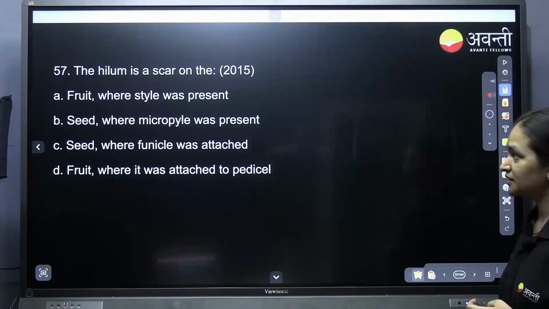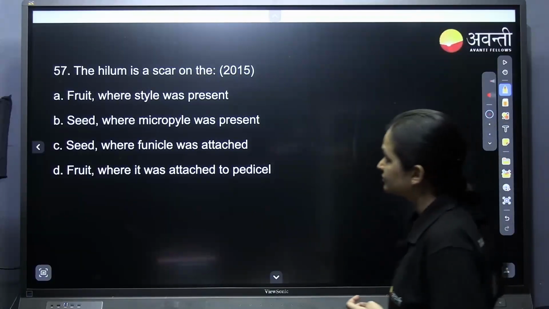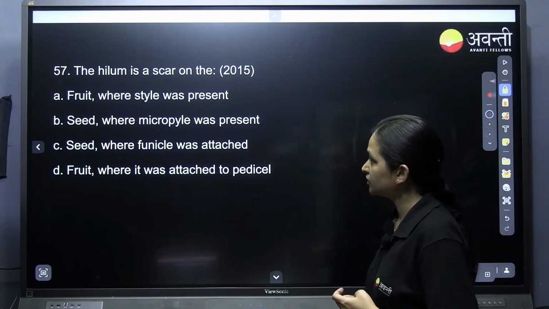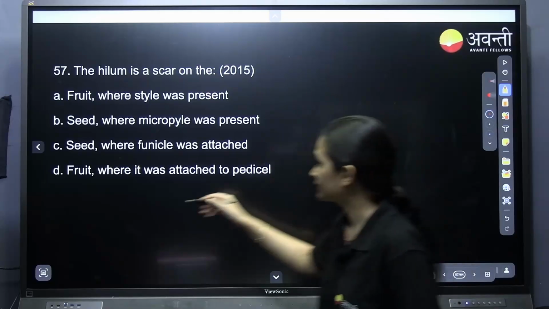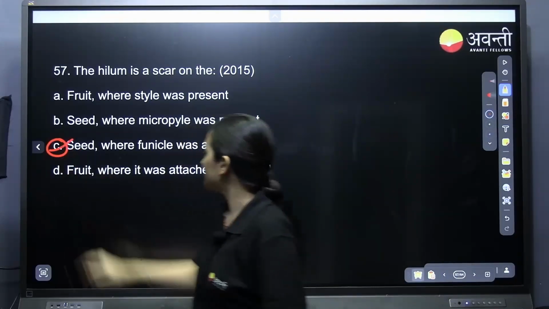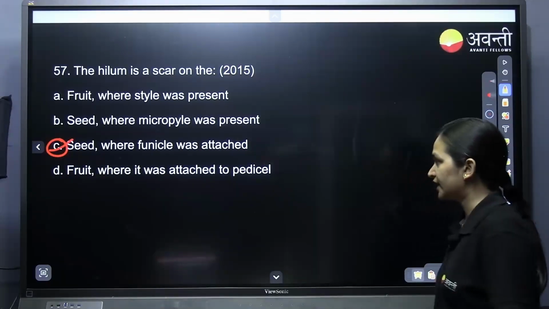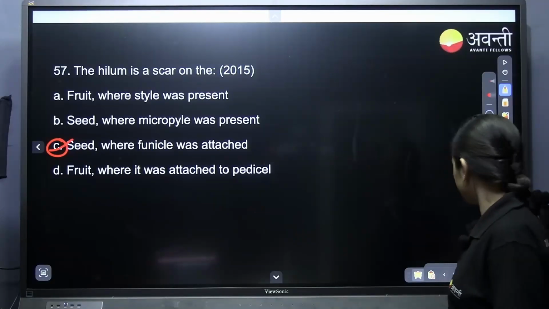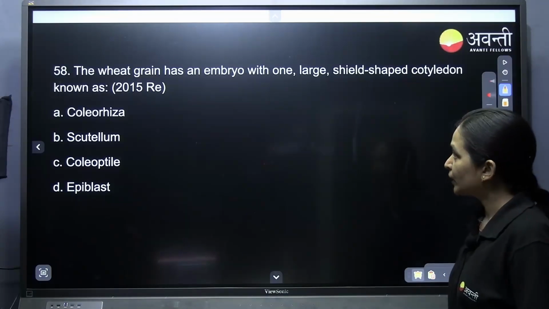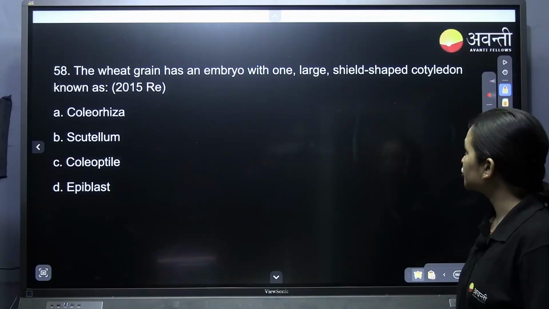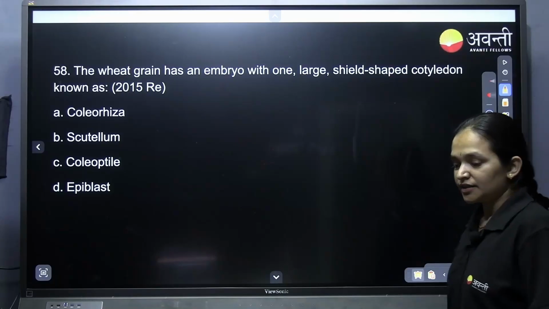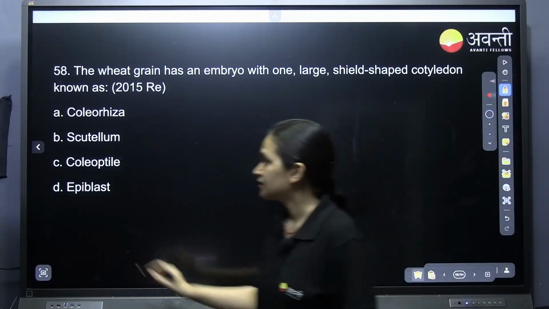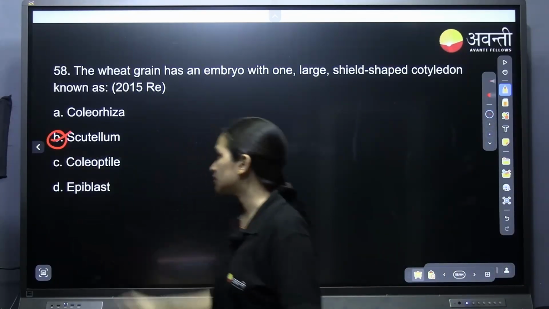The hilum is a scar on the seed where the funicle was attached. Yes, seed where the funicle was attached, correct. The wheat grain has an embryo with one large shield shaped cotyledon known as, same again, the same question, you already solved this, which is scutellum.